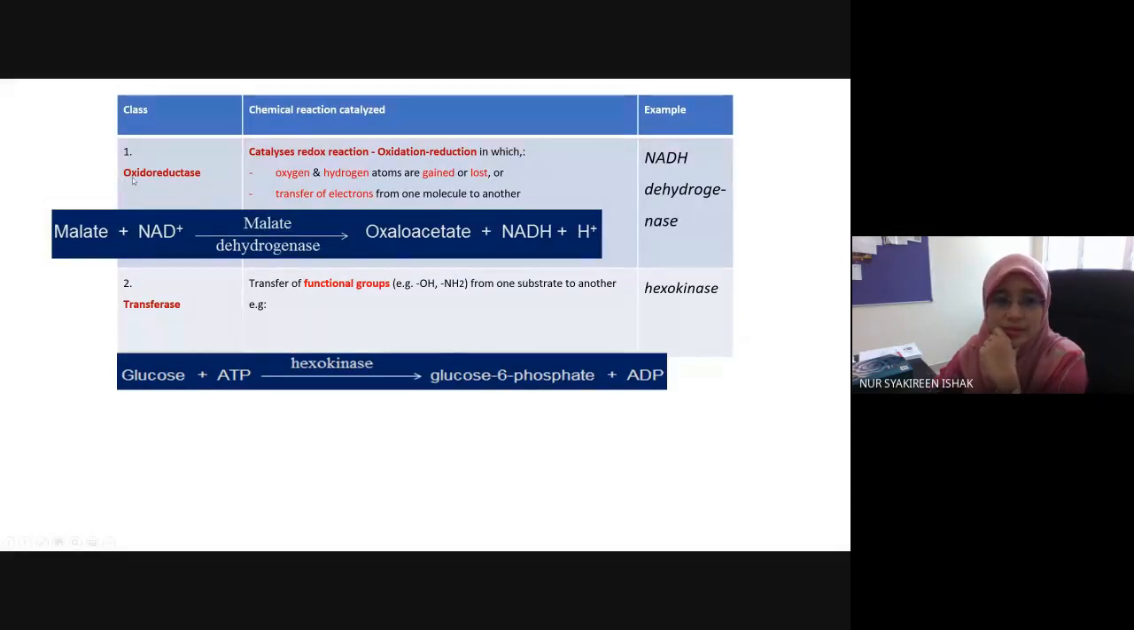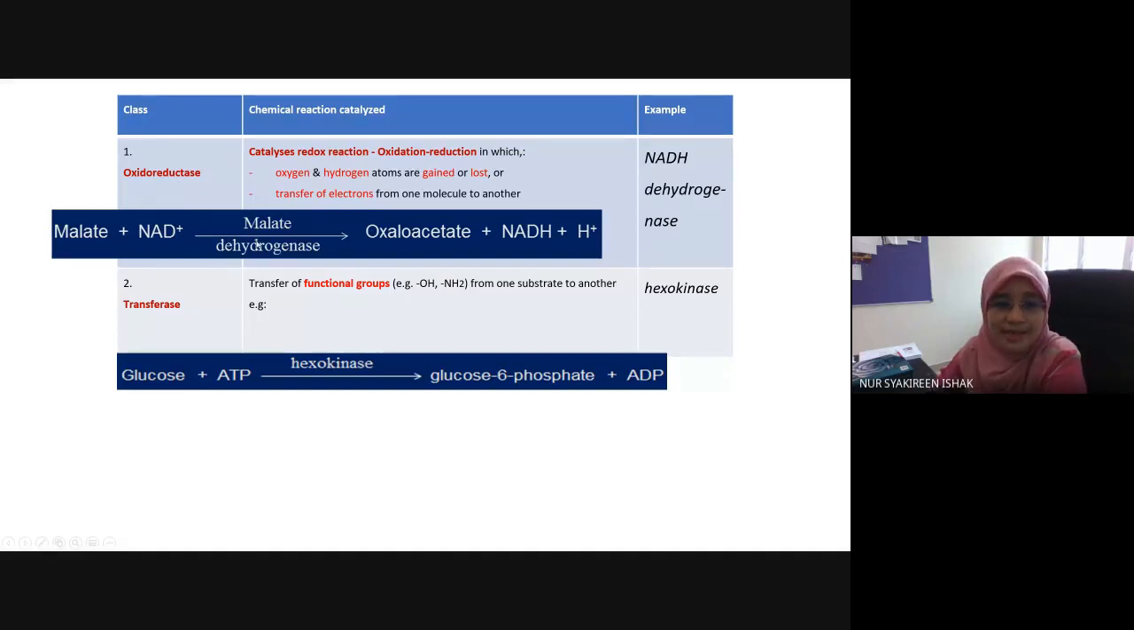Okay, so the first one is oxidoreductase. So for this class of enzyme, as you can see from the name, oxidoreductase, so it means that this class of enzyme involved in the oxidation reduction reaction or redox reaction. Okay, so you have to know the concept of redox reaction. It involves what? The transfer of electrons or hydrogen or oxygen from one molecule to another molecule. So that is oxidoreductase. This class of enzyme involved in oxidation reduction reaction or redox reaction.